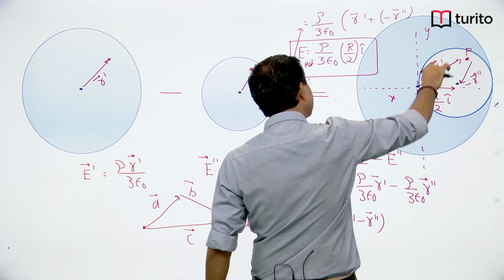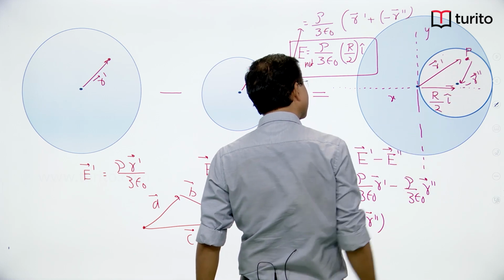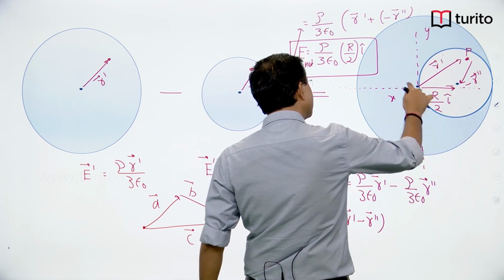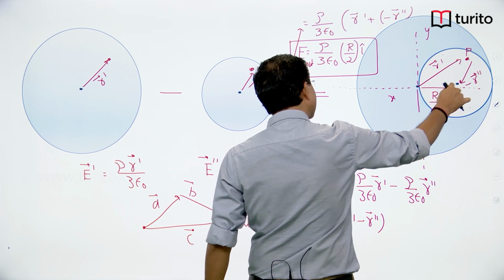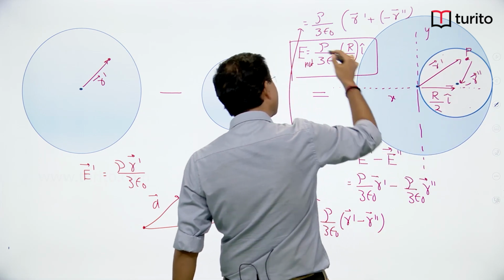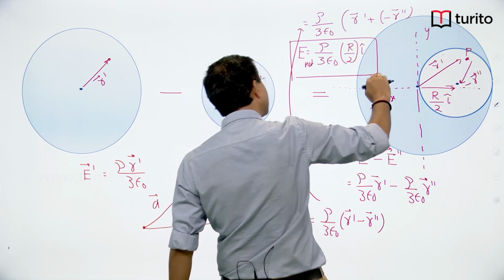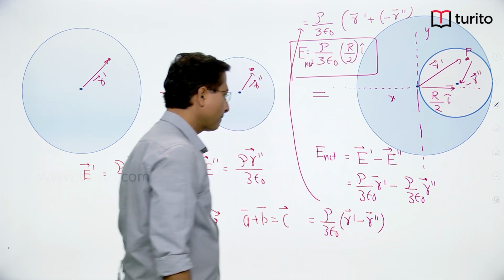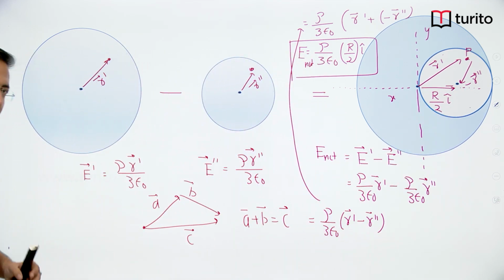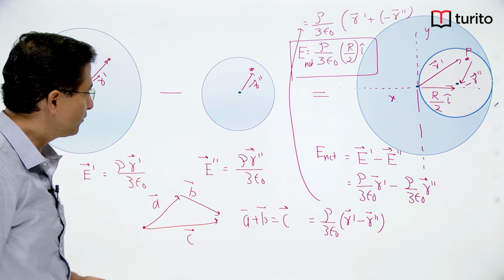Somewhere here if you take, then this vector plus this vector will again give you this vector. Somewhere here you take, this vector plus this vector will give you again this vector. So everywhere you are going to get the same magnitude and the same direction. That means inside the cavity the field will be uniform, right.